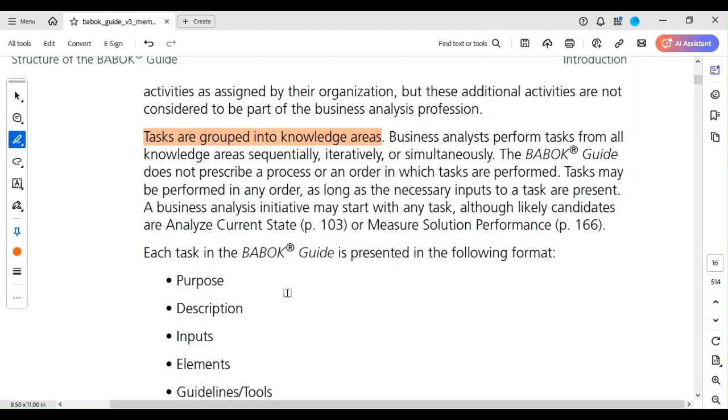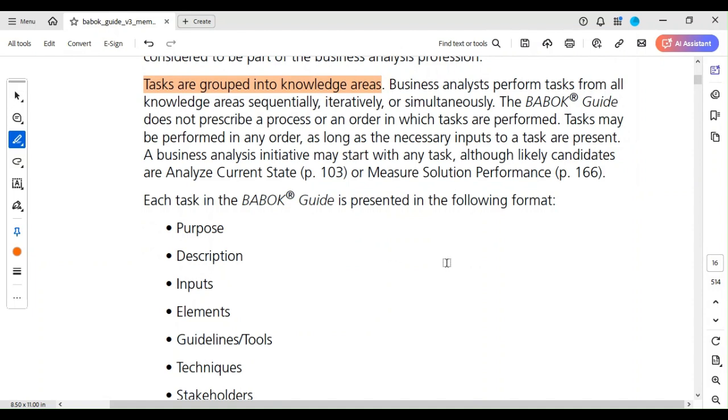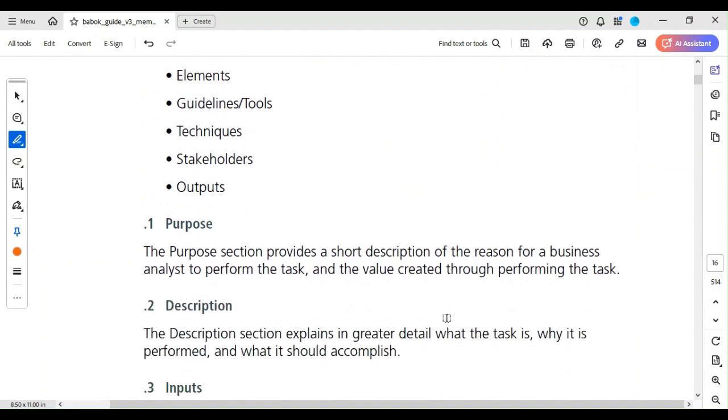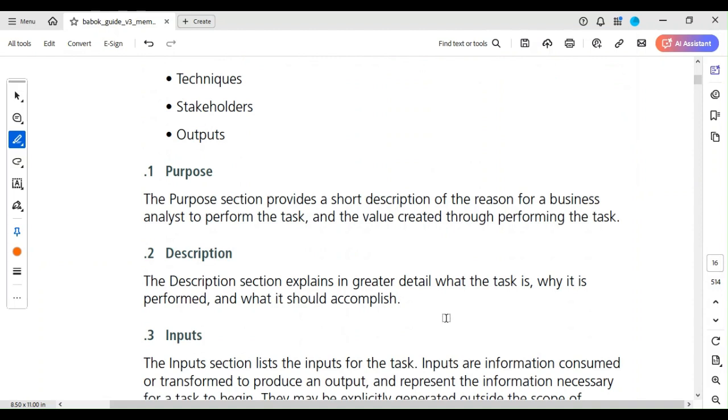So each task in the BABOK guide is presented in the following format. As you're going through the BABOK guide, any task you see will be in this format: the purpose, description, input, elements, guidelines or tools, techniques, stakeholders, outputs. Okay, so let's move to what all these mean.